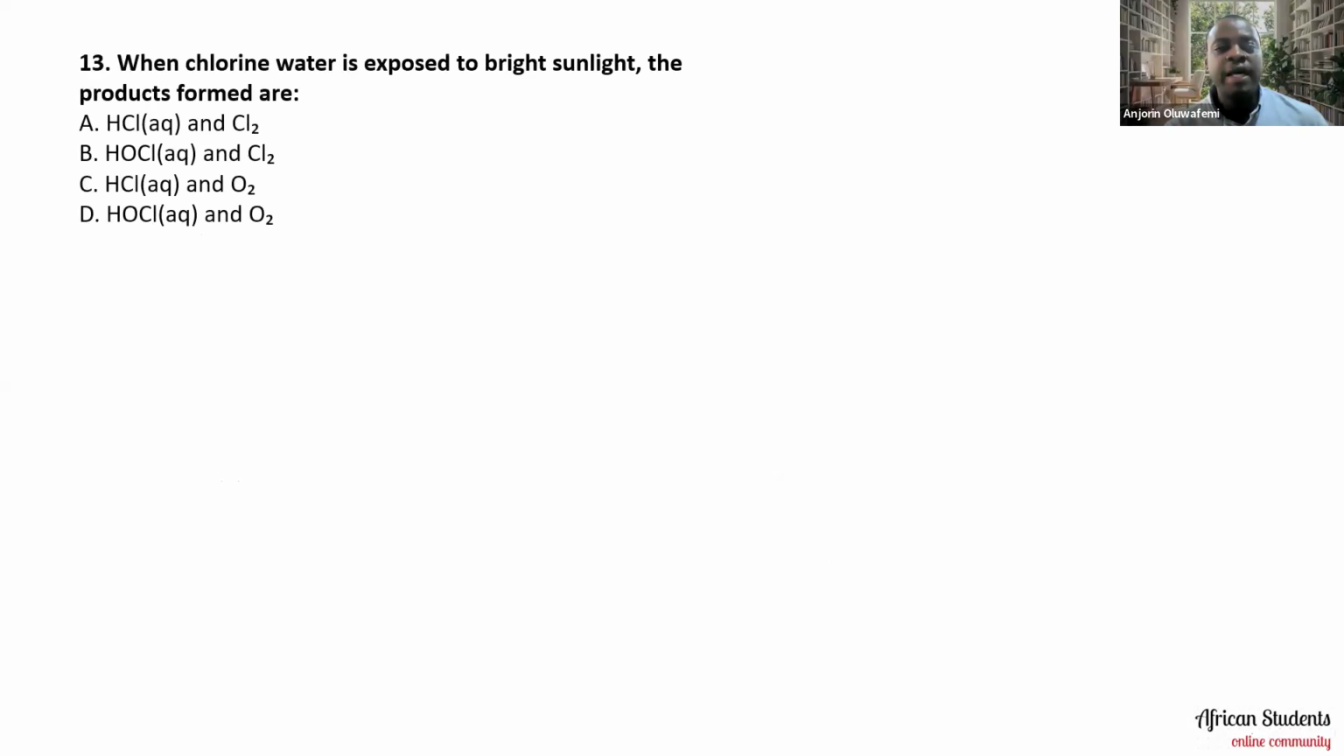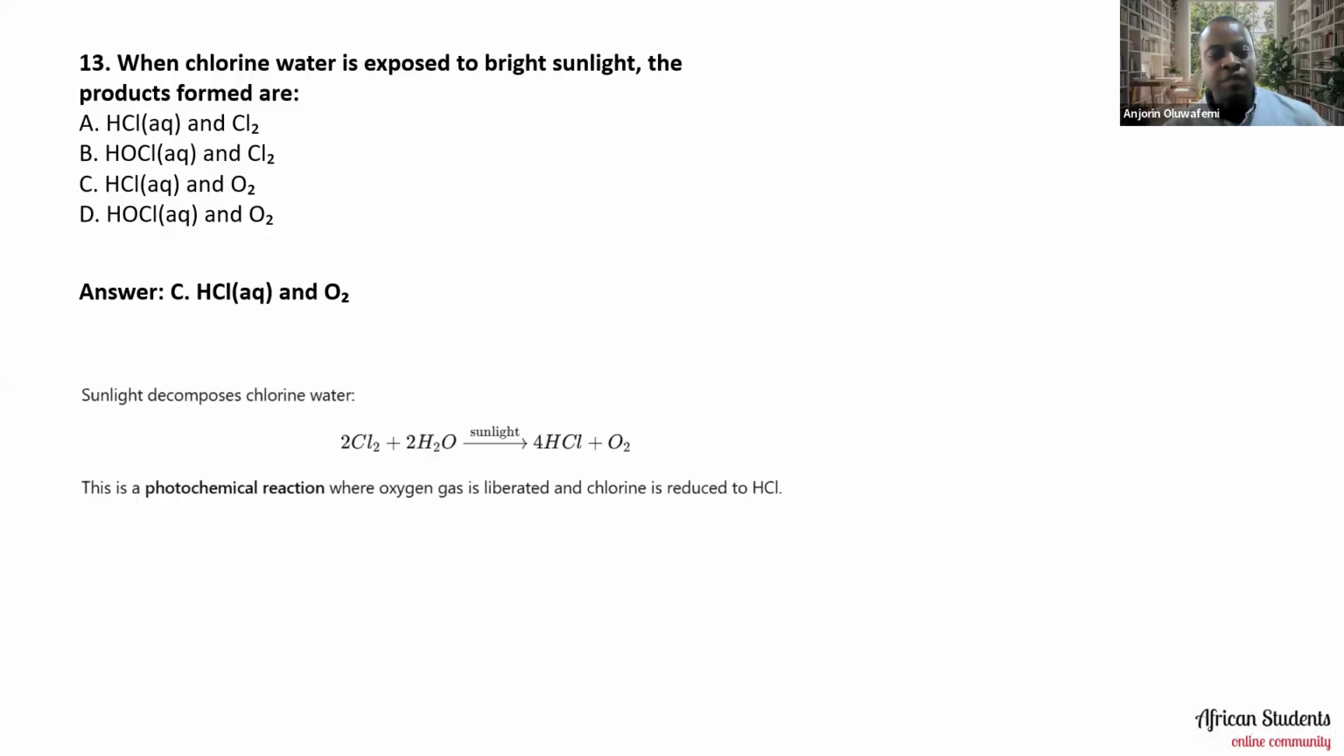Okay. So the next one says that when chlorine water is exposed to bright light, the products formed are: aqueous HCl and chlorine, HOCl (hypochlorous acid) and chlorine, HCl and oxygen, or HOCl and oxygen. So what is the product formed now? The product formed is HCl and oxygen. Now, the reason is this, and it's even given as an equation here. When you expose it, sunlight decomposes chlorine water. And when it decomposes, it will give us 4HCl and oxygen. This is a photochemical reaction where oxygen gas is liberated and chlorine is reduced to HCl. So let's take note of that.